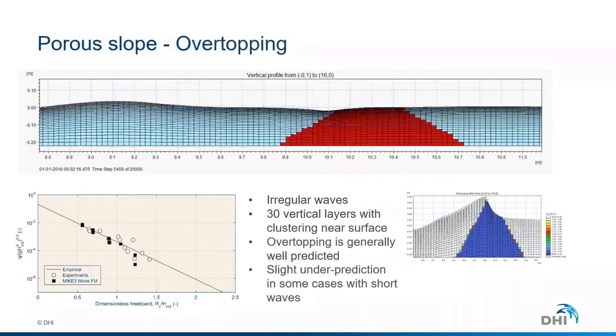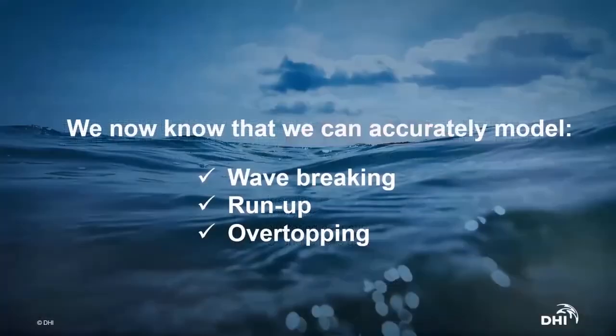Then we went on to a porous slope, and here we see performance is still quite good compared to the dimensionless freeboard and dimensionless overtopping discharge. Here we had increased the vertical discretizations to 30 vertical layers. And we have a slight underprediction, of course, when we had short waves, which is to be expected, as these are quite difficult to model. So now we've seen that it is capable of resolving wave breaking, run-up, and overtopping.